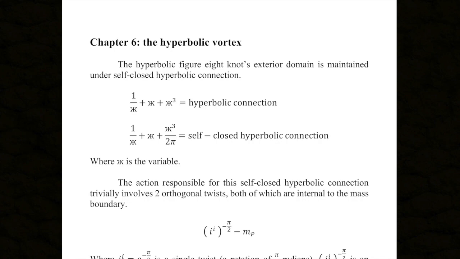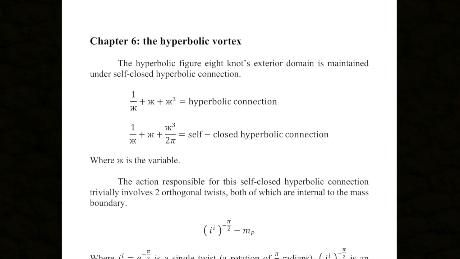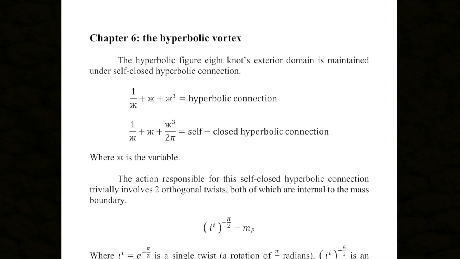Okay, but we don't want a hyperbolic connection. We want a self-closed hyperbolic connection. And the difference between those is just this 2 pi on the third component. The first 2 inverse components are unchanged. Those 2 still maintain their inversion. But the third component is wrapped around a circle. That's a self-closed hyperbolic connection.